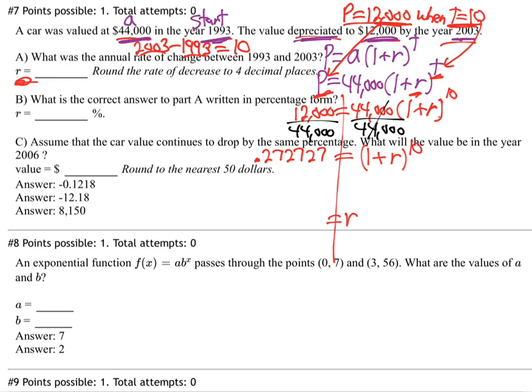Now we're trying to get R alone. Next we got to get rid of that 10th power. How do we get rid of a 10th power? Well, you know what we do to get rid of that 10th power? Let me rewrite it so we can see it really clearly here.